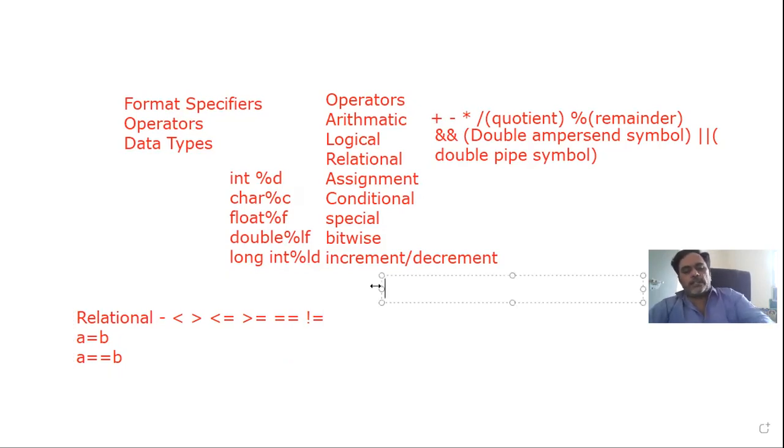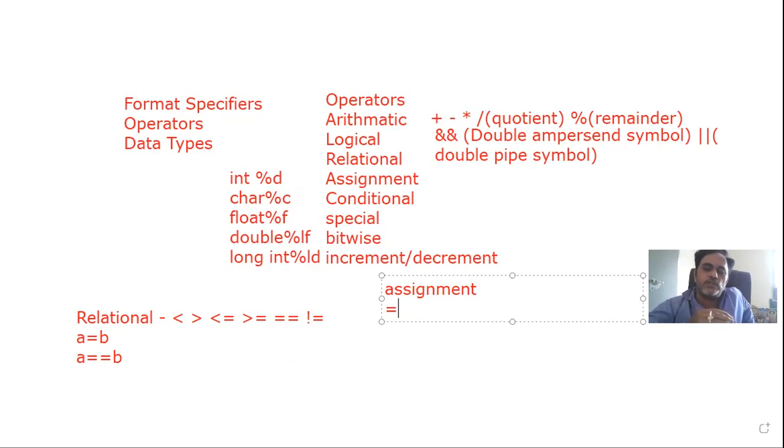And the next one is the assignment operator. Simple equal to is called the assignment operator. The assignment operator is used to store a value into a variable or store the result of an expression into a variable. See here, A equal to 10. Here, the value 10 will be stored into the variable A.